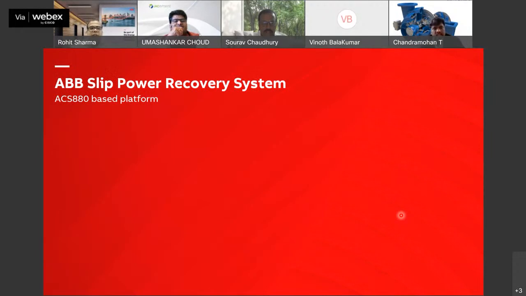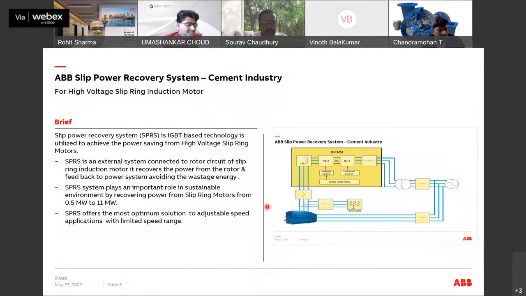So coming to the ABB slip power recovery system, which is now basically an IGBT based technology, based on our ACS 880 drive platform. Setting the agenda, a brief about the slip power recovery system: it is basically an IGBT based technology used on the high voltage slip ring induction motor, and it is an external device which is connected to the rotor, and it recovers the power from the slip of the motor and feeds it back to the grid.